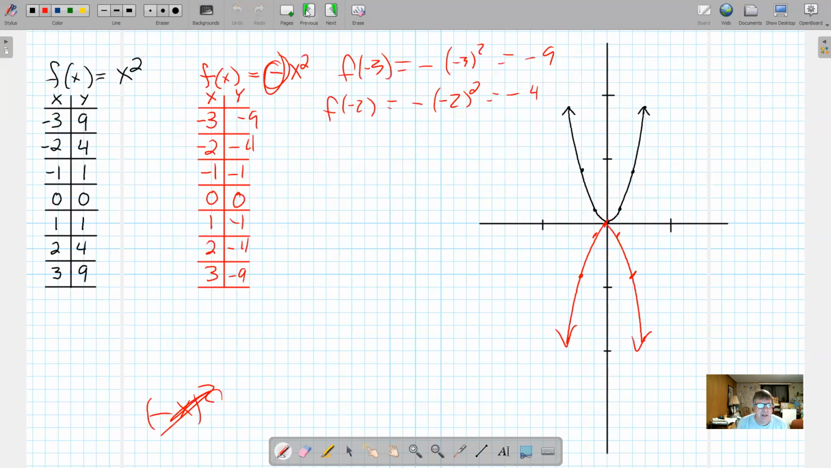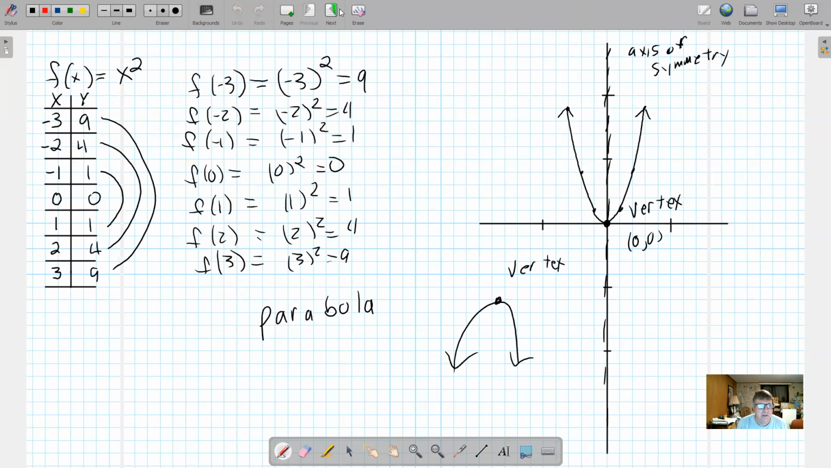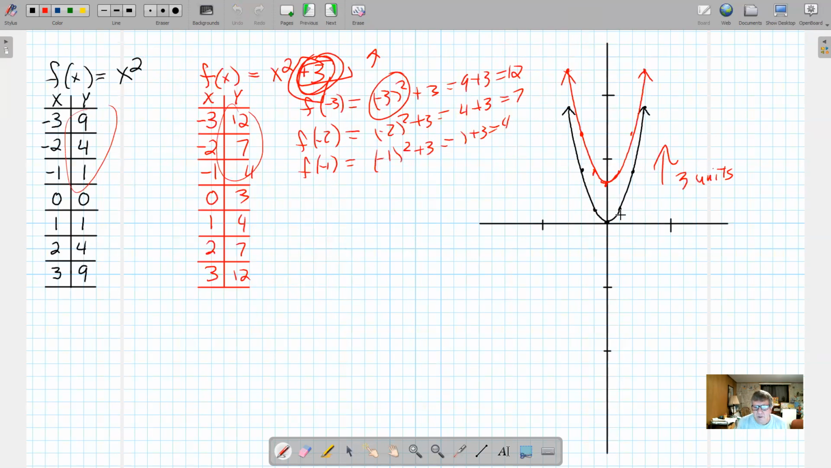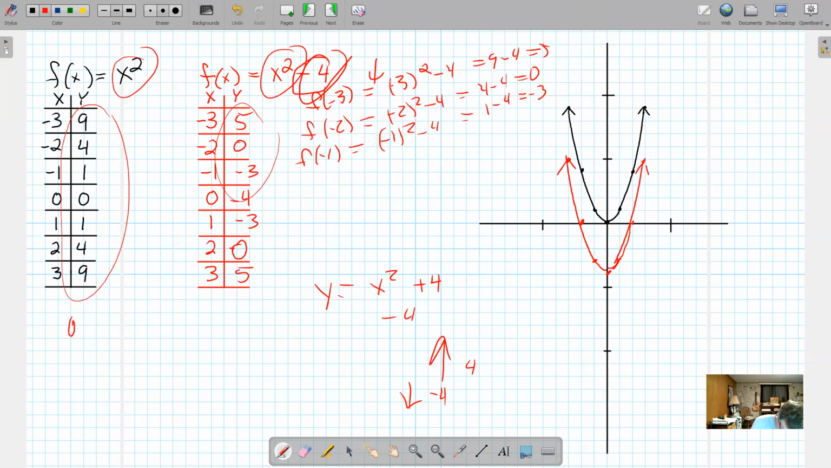Let's go back here again. Where is the vertex for f of x equals x squared? It's right there. Okay, it's at 0, 0. So where is the vertex for x squared plus 3? It goes up 3. So this one is at 0, 0. This one is at 0, 3. Again, I'm just talking about the vertex. This one is at 0, 0. This one is at 0, negative 4.